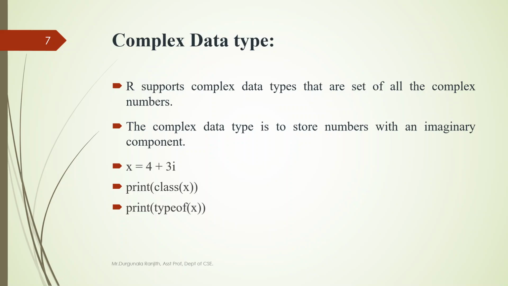So these are the logical data types, represented with Boolean values. And the next one is the complex data type. Same like Python programming, R programming also supports the complex data type. A complex data type is a set of complex numbers. A complex number has two parts, one is the real part and another one is the imaginary part. For example, x is equal to 4 plus 3i. 4 is the real part and 3 is the imaginary part.